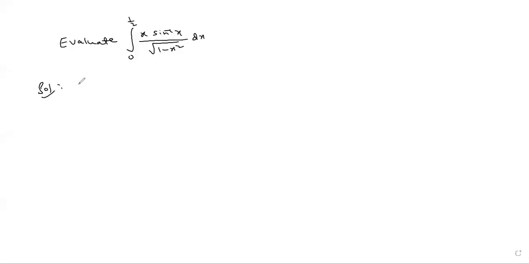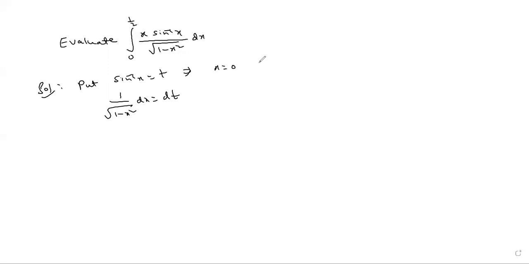So observe the solution here. Put sine inverse x as t. Then you get 1 by root 1 minus x square dx is equal to dt. Now change the boundaries. Given boundaries are with respect to x. Now change boundaries with respect to t.